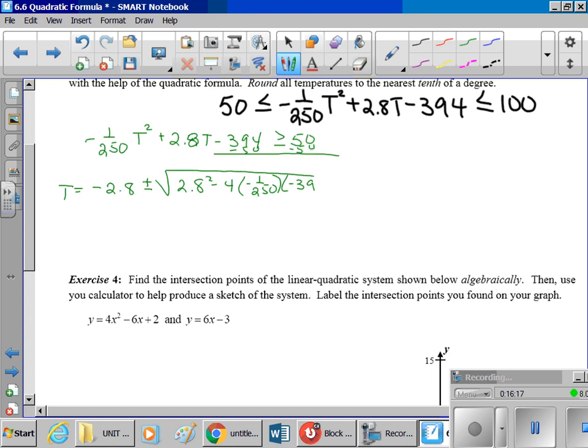Why do I have 344? Minus 50, minus 50. All right, so I'm sorry, that's not right. So this has to be 444. So this will be 444, all over 2 times negative 1 over 250.